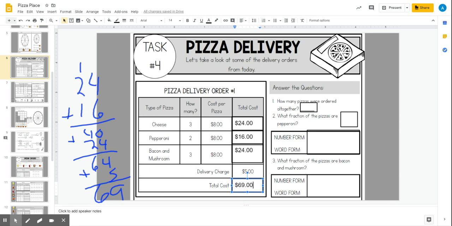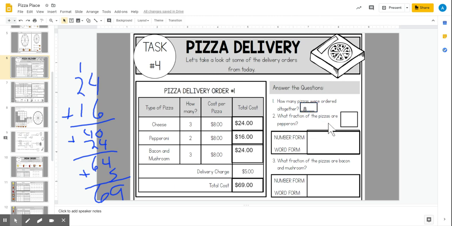So we filled in our chart here. Then we have to answer the questions. It says, how many pizzas were ordered all together? So to find that, we are going to look at the column that says how many pizzas. We're going to add these up. 3 plus 2 is 5. 5 plus 3 is 8. So in this box, again, double click to fill it in and just write your number 8.